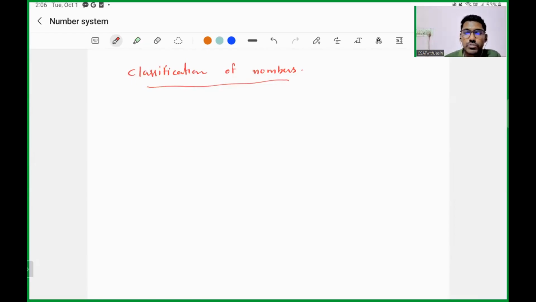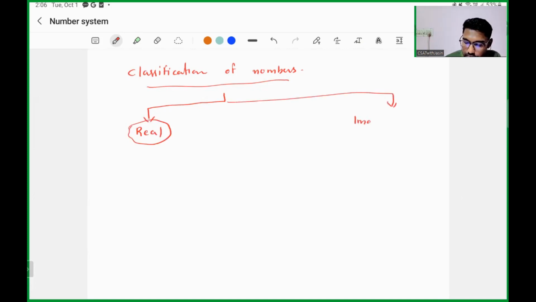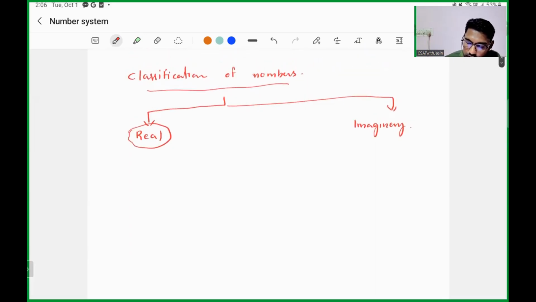Okay, so let us move on to this classification of numbers. Numbers are actually classified into two. One is real numbers and another is imaginary numbers. If you want, you can note it down. These notes I will also share with you. Every time I will share the notes with you in the group also. Okay. So numbers: we have real numbers and imaginary numbers.